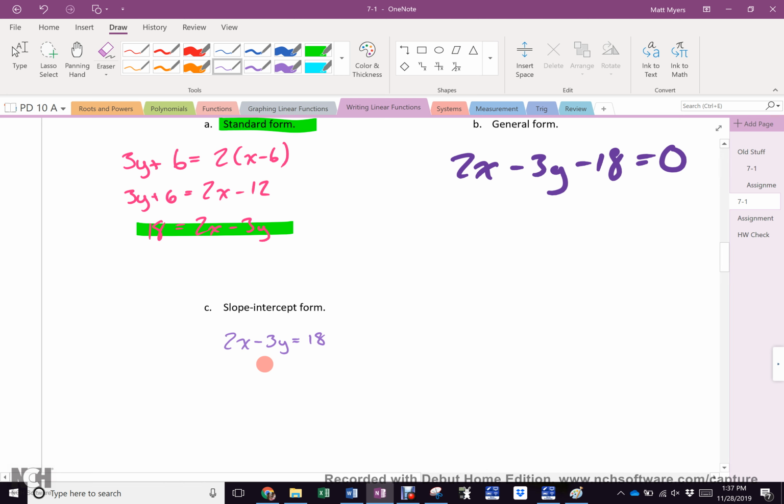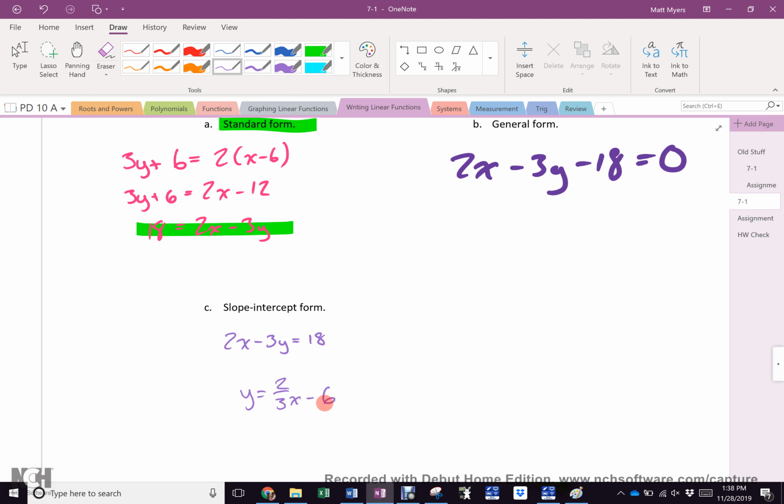So, of course, what's the answer? Who's offering me the answer? Mandaj. Go, Mandaj. Y equals 2/3 x minus 6. What? That's what I got. Yes, that's what I got. I knew it.